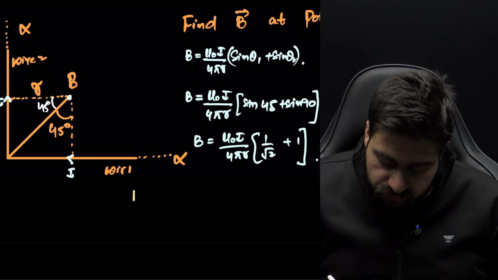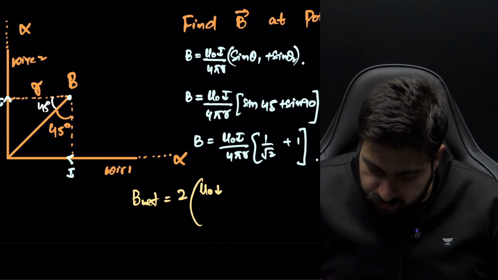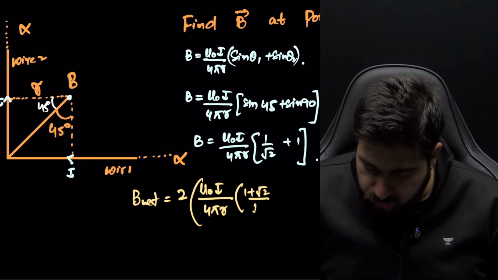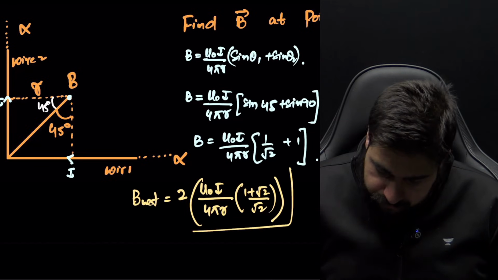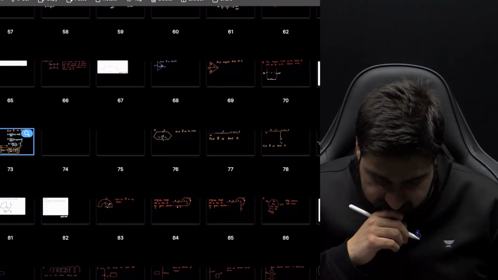Okay. So when it comes to the net magnetic field, it will be 2 times, because these are two wires, 2 times mu naught I divided by 4 pi r. Then we say (1 plus root 2) divided by root 2. This will be the net magnetic field.